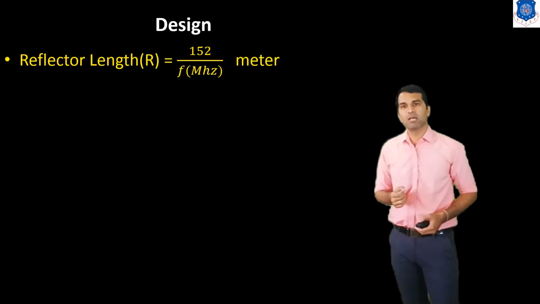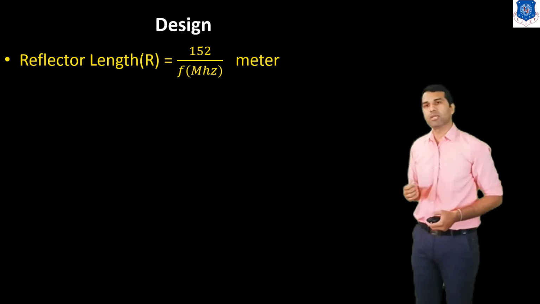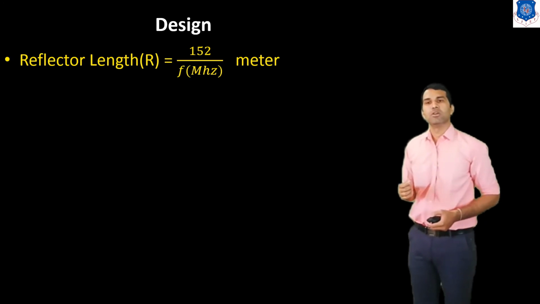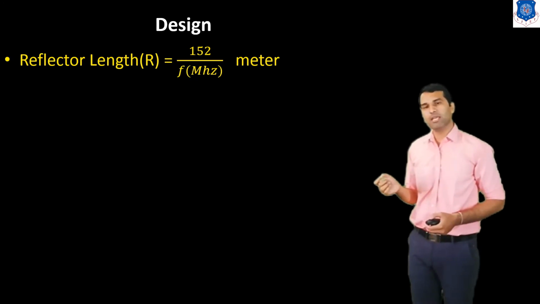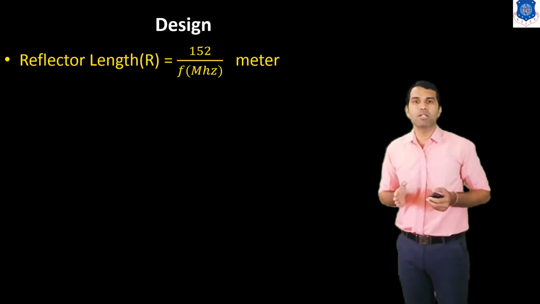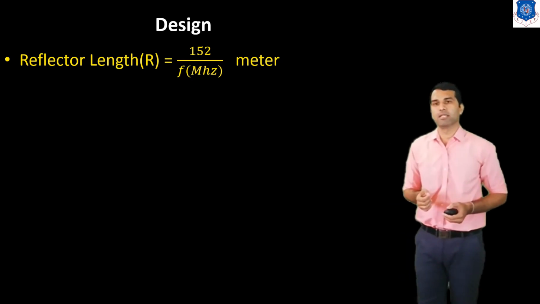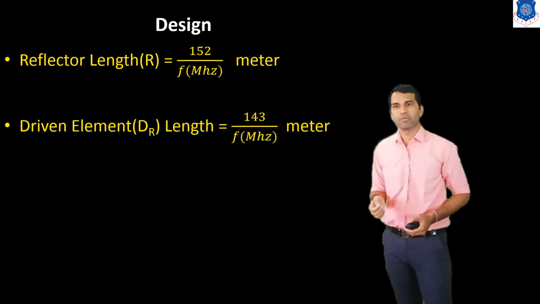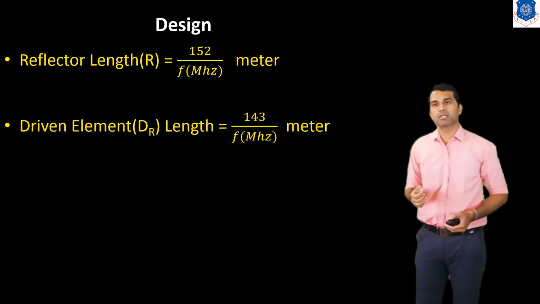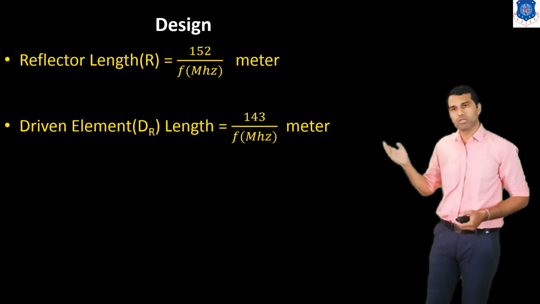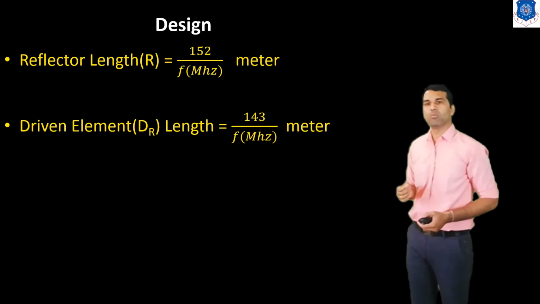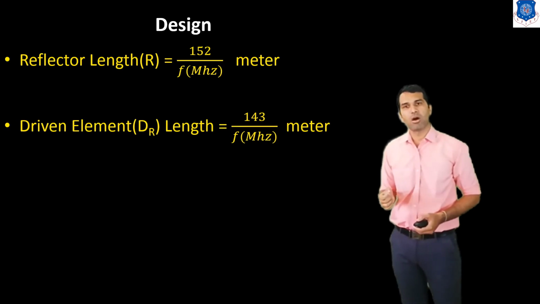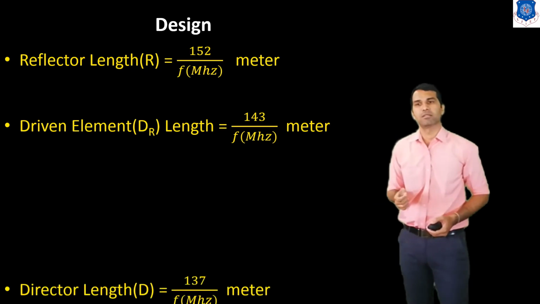So the equation is 152 upon frequency in megahertz. This frequency is nothing but the operating frequency of the Yagi-Uda antenna. So we get the reflector length in meters. Now we can find out the driven element length by using this equation: 143 upon operating frequency in megahertz.